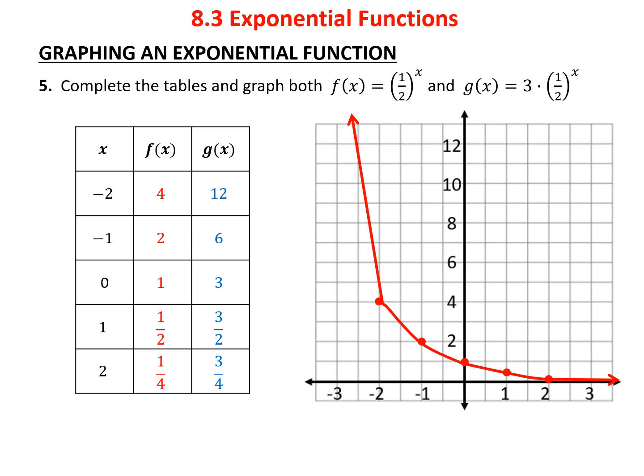So now we look at g of x. We have -2, 12; -1, 6; 0, 3; 1, 3/2; and 2, 3/4, and we draw our line. So you see there are some similarities. It's just that the other one is always 3 times bigger. The blue line is always 3 times bigger than the red line.